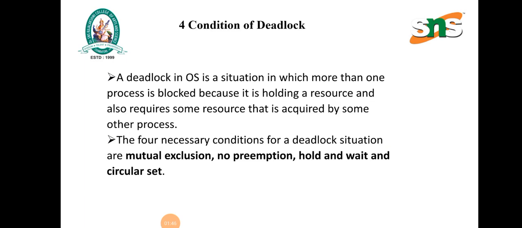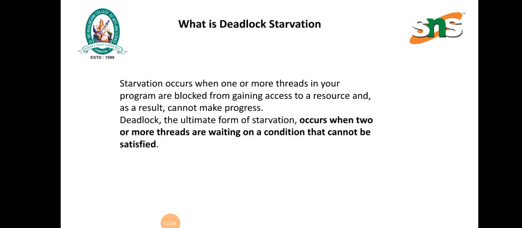Here we are going to see about the conditions of deadlock. A deadlock in an operating system is a situation in which one or more processes are blocked, holding a resource while requiring some resource that is acquired by some other process. The four necessary conditions for a deadlock situation: mutual exclusion, no preemption, hold and wait, circular wait.